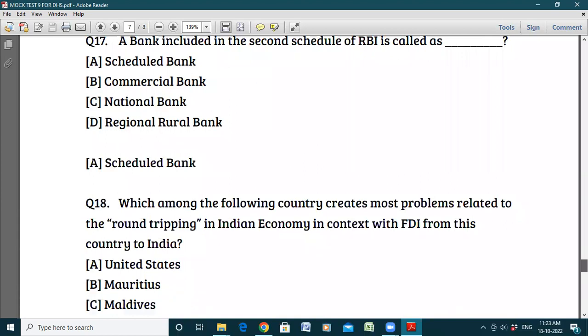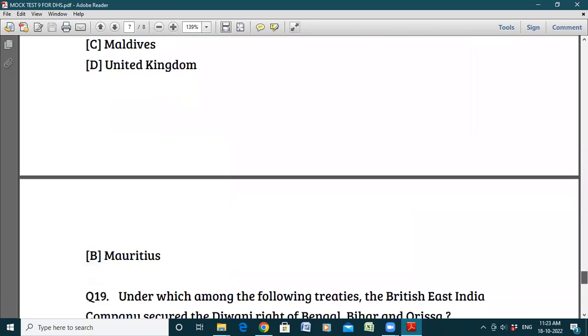Then which among the following country creates most problems related to the round tripping in India and economy in context with FDI from this country to India? Round tripping is related to which country? And the correct answer, we all know, is Mauritius, that is option B is the correct answer.